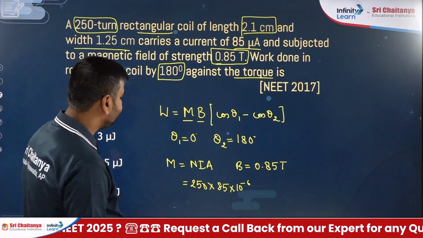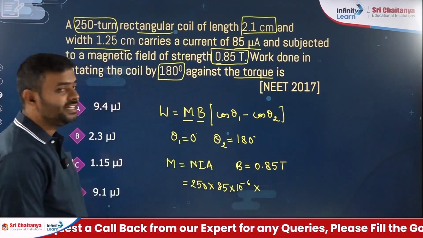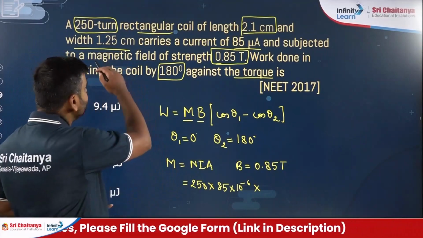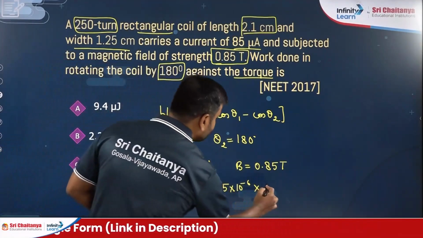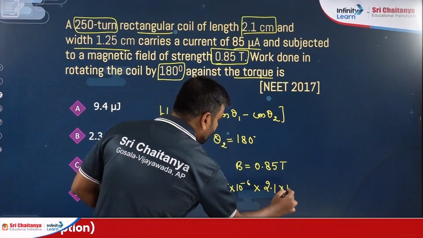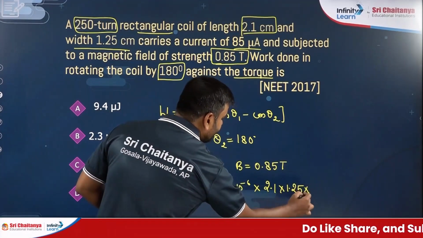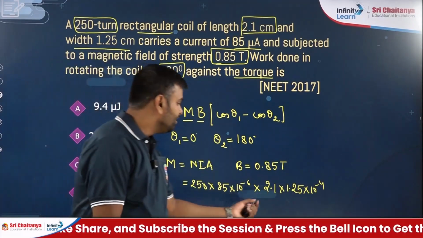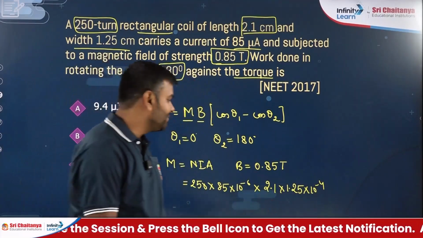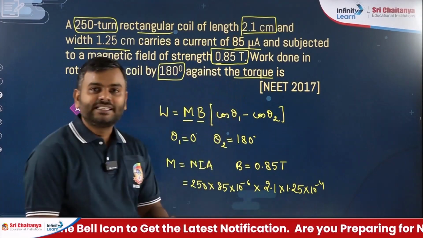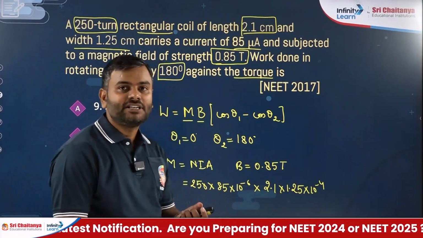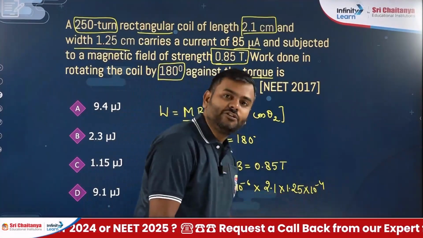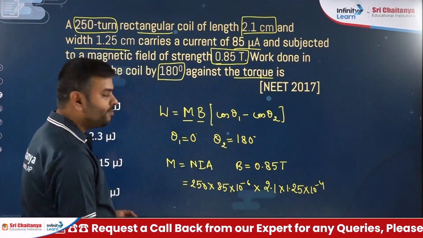Okay, and what will be the area we have? Area is length into width because it is a rectangle. So area will come out to be 2.1 into 1.25 into 10 to the power minus 4. Why did I keep minus 4 here? Because this 2.1 is in centimeter as well as this 1.25 is also in centimeter. So both quantities are in centimeter, so we can convert it into meter by simply multiplying it with 10 to the power minus 4. Okay, I hope you have understood that.